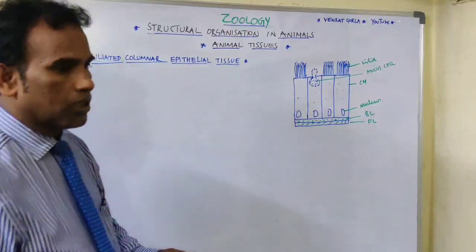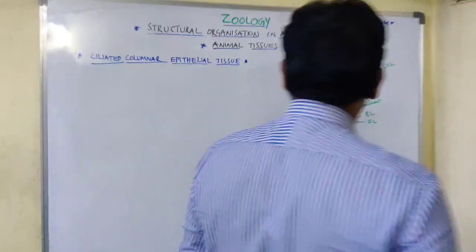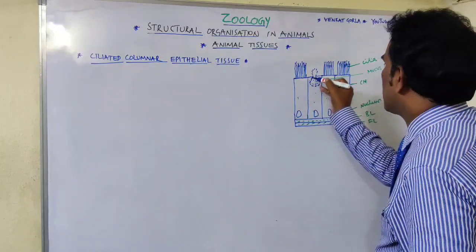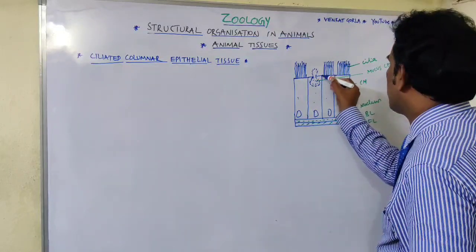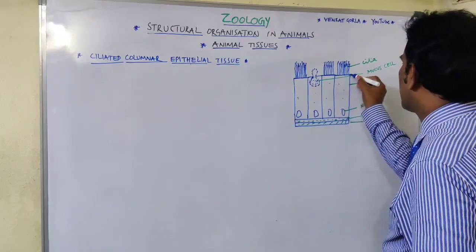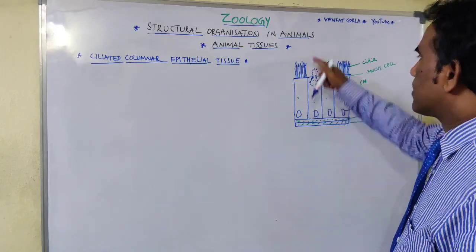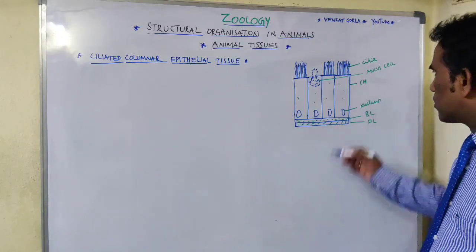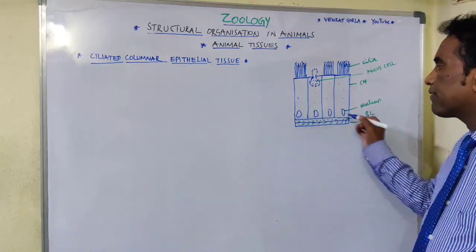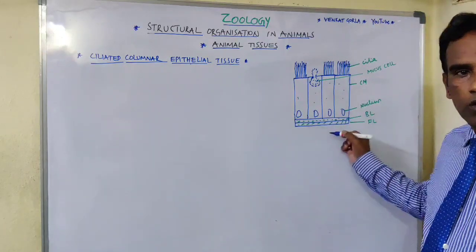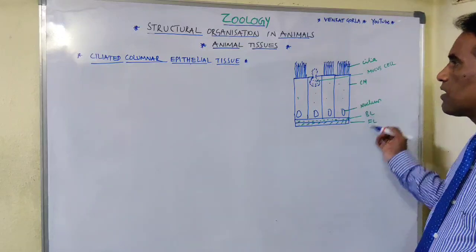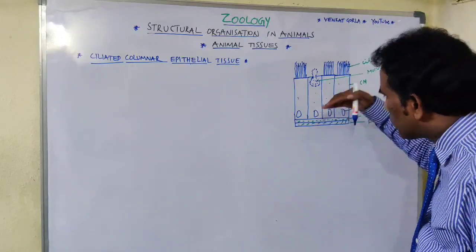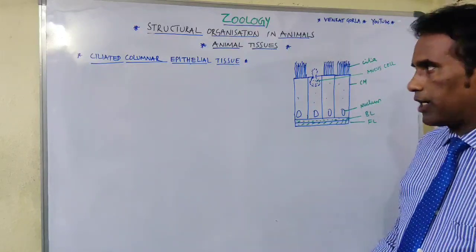Ciliated columnar epithelium. Looking at the diagram, the cells are long and cylindrical, column-like in shape, and have cilia. The free end of the cells has long, delicate, hair-like growths called cilia, and there is an elongated nucleus at the base of these cells. This ciliated columnar epithelium lies on the basement membrane.